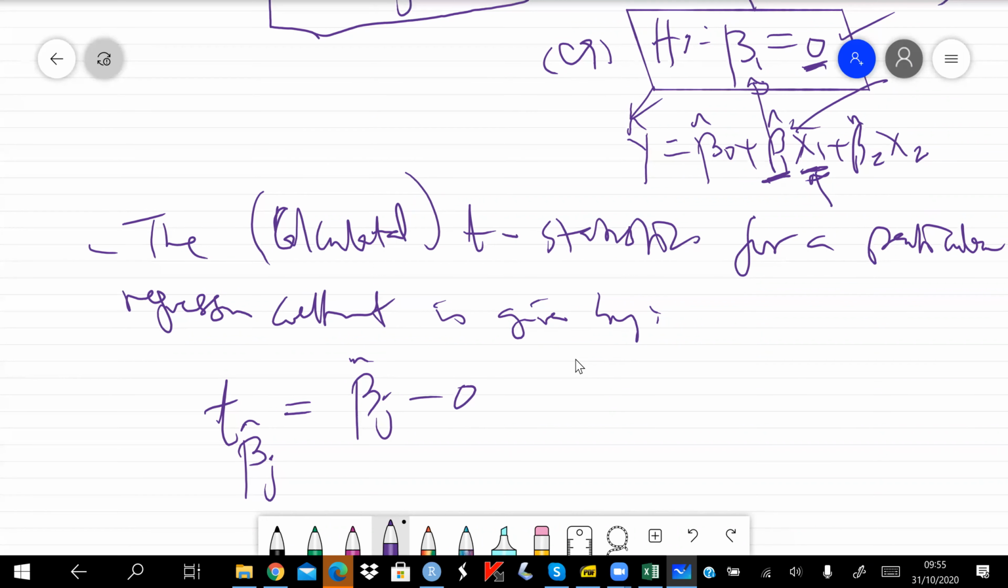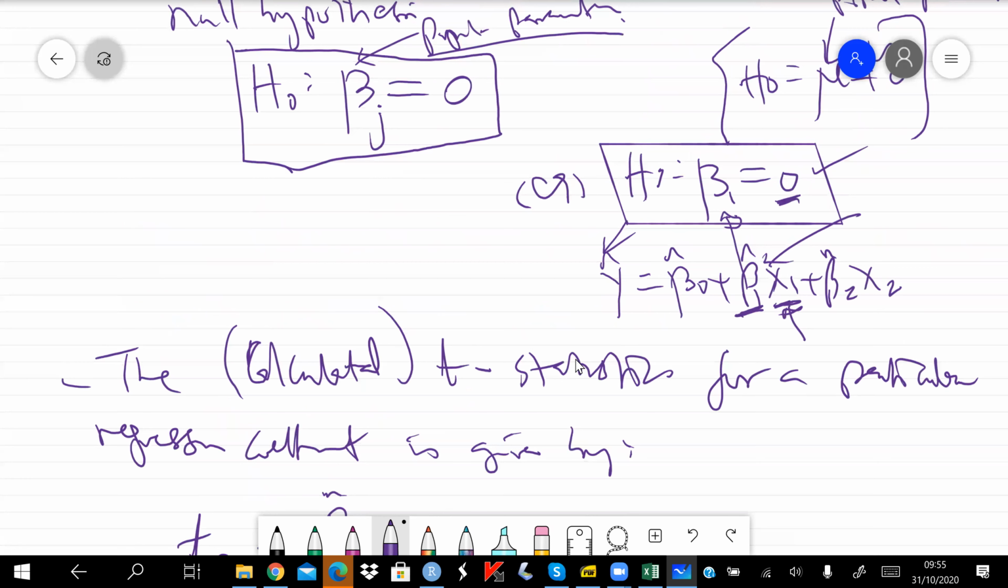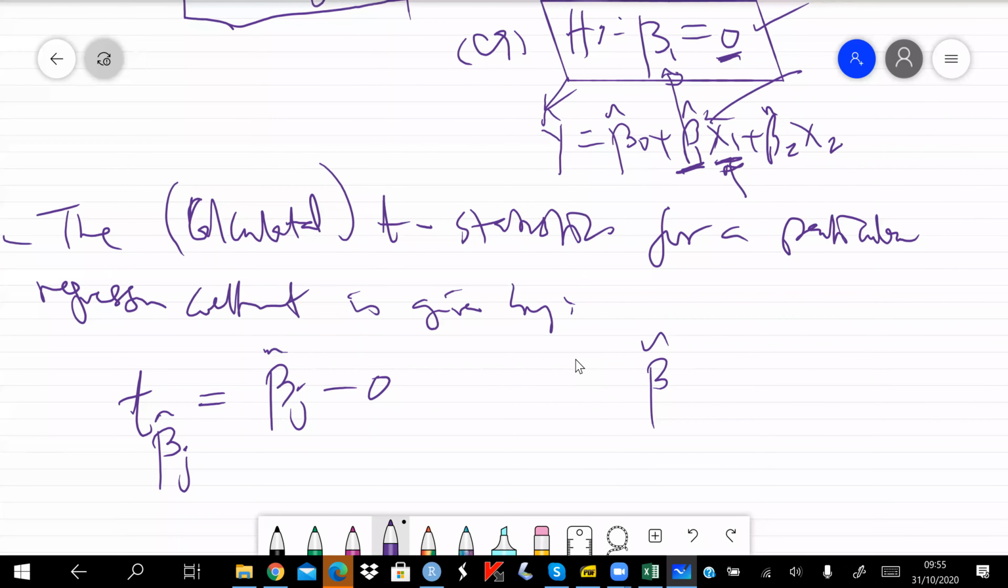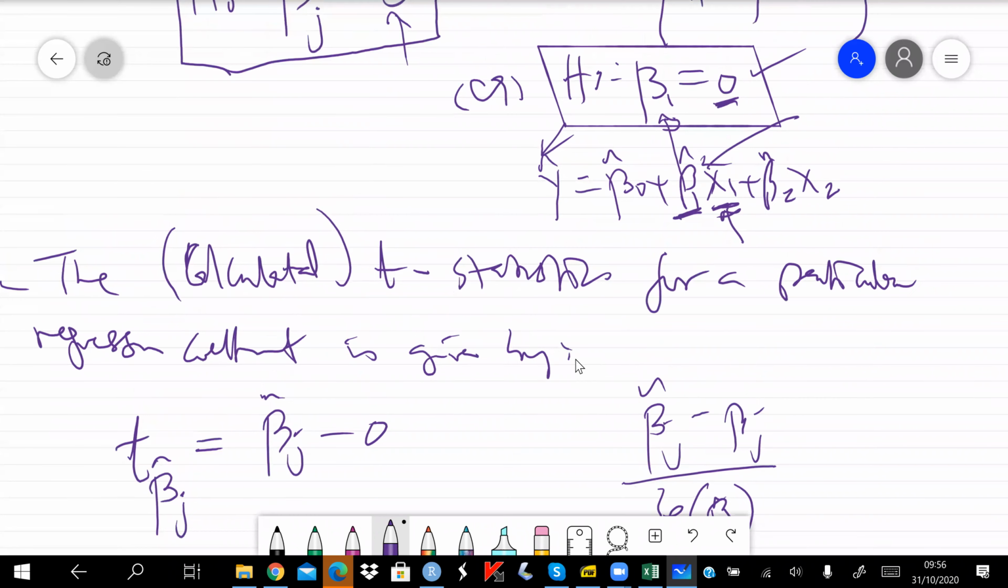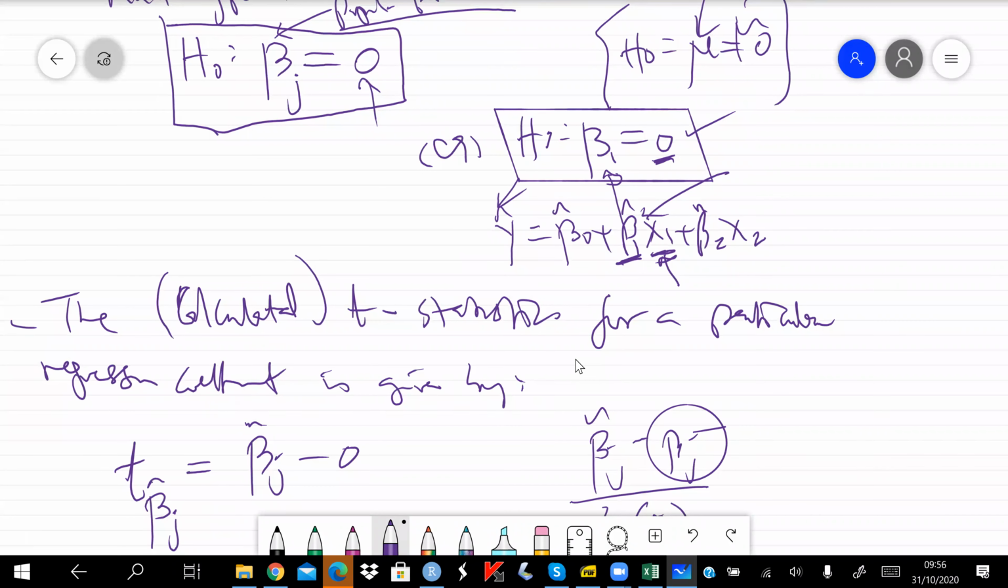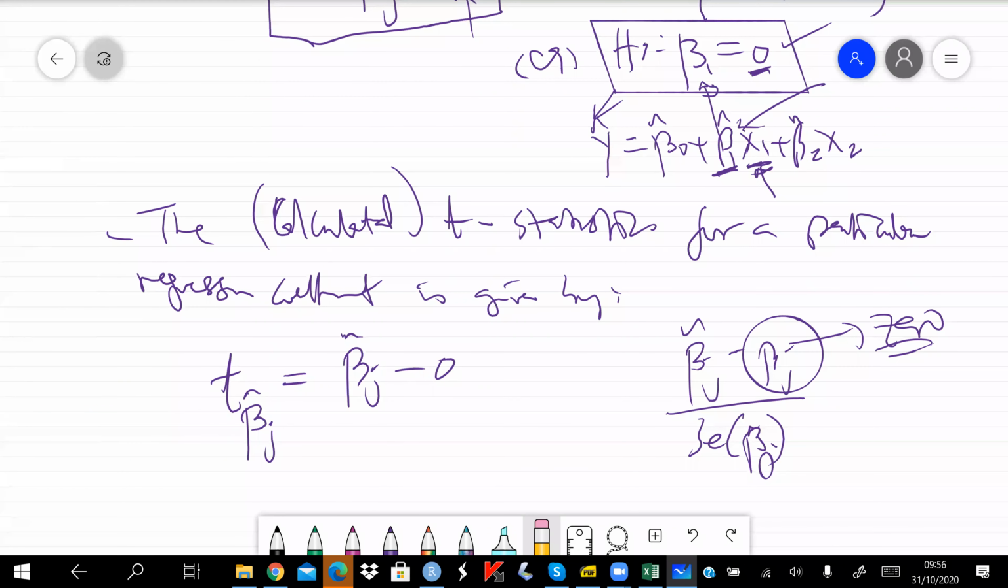Here there should be a 0, but there must always be a minus whatever the value is here. Remember the formula looked like this: minus beta j divided by standard error of beta j. But in the kind of hypothesis that we are testing here, this value is 0. That's why the formula looks like this. So we're going to have beta j hat, divided by the standard error of beta j.